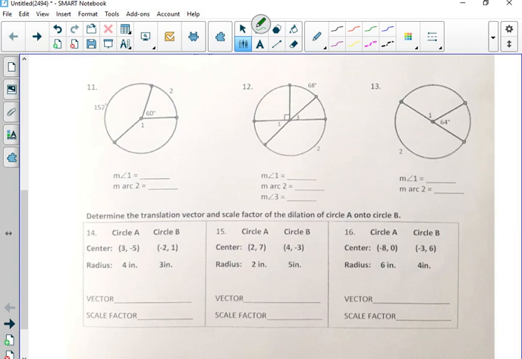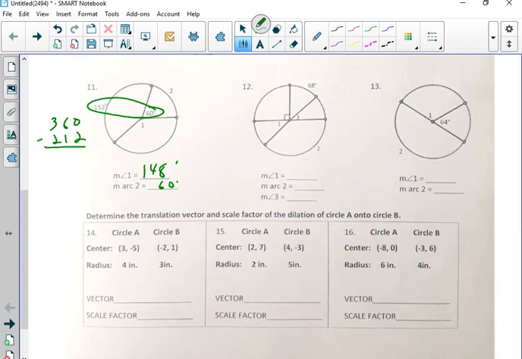Okay, so we're trying to find the measure of angle 1. Well, the measure of angle 1 is 360 minus the combination of those two. So if you add those two together, you get 212. And if you do 360 minus 212, you end up with 148 degrees. And the measure of angle 2 is 60, same as the central angle.